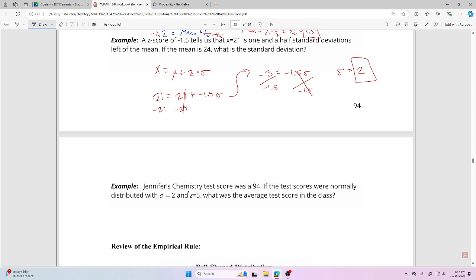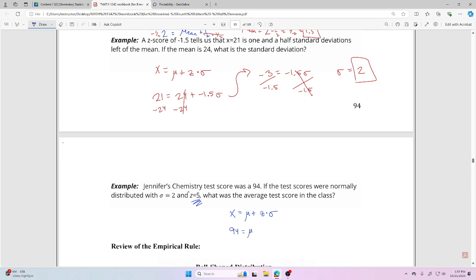Jennifer's chemistry test score was a 94. Good job! Test scores are normally distributed with this much standard deviation and that much z-score. What was the average test score in the class? I gotta say, a z-score of 5 is nuts. That just doesn't happen in the real world, okay, guys? But we're gonna see what it's like. This is awesome. So x is equal to mu plus z times sigma. What do I put for x? What's my value? 94 is what I got.